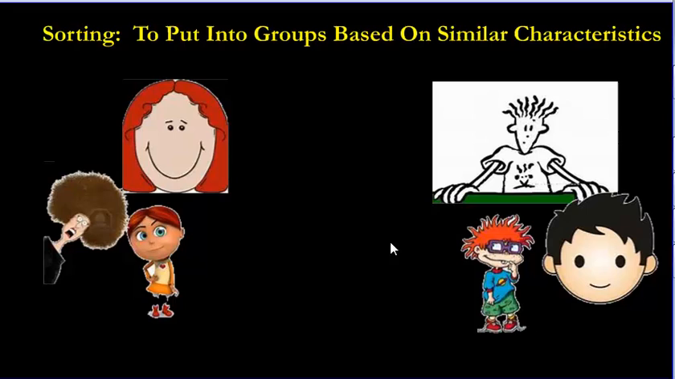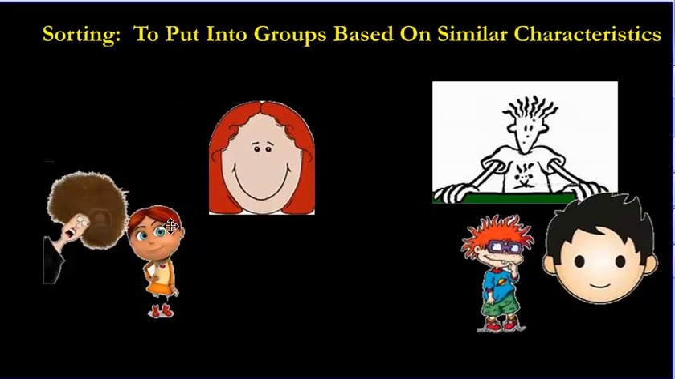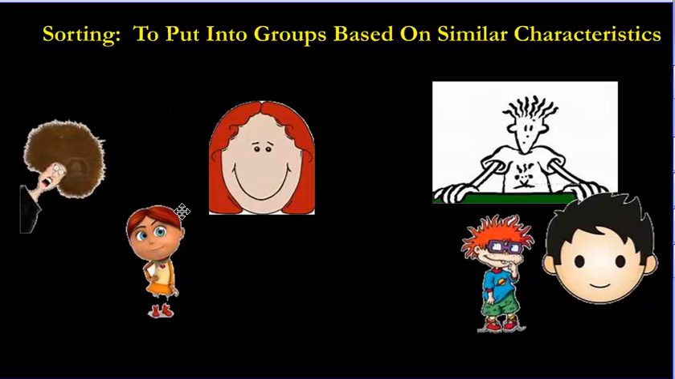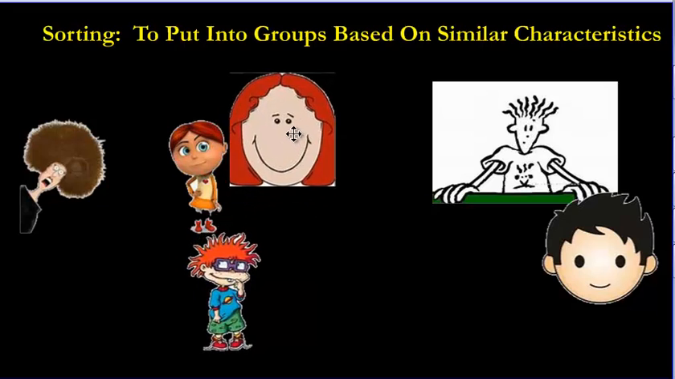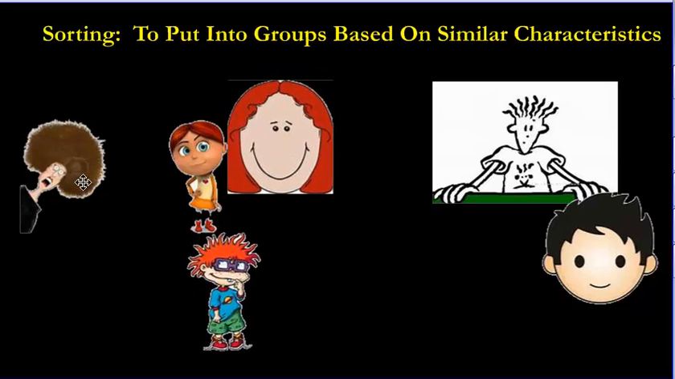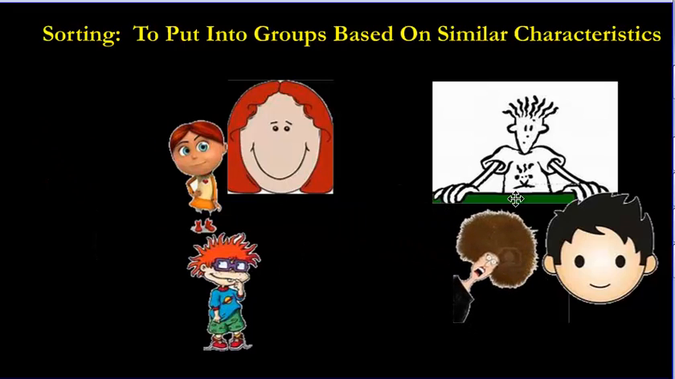We can also sort based on hair color. Ignoring boys and girls, just put them into hair color groups. We have the red hair people here. And remember that show Chuckie, the Rugrats? I used to love it. We have this one here. We got the red hair. And the dark hair people go on the other side.